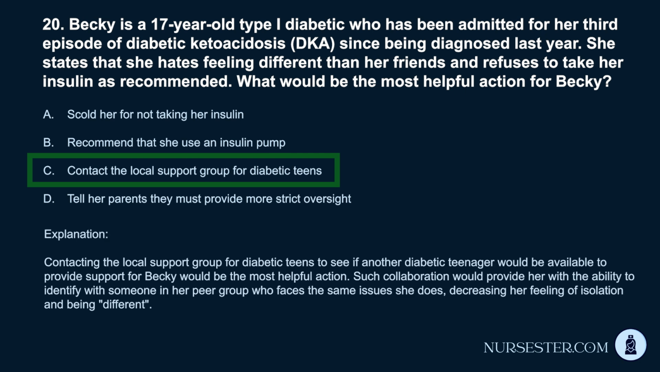Contacting the local support group for diabetic teens to see if another diabetic teenager would be available to provide support for Becky would be the most helpful action. Such collaboration would provide her with the ability to identify with someone in her peer group who faces the same issues she does, decreasing her feeling of isolation and being different.